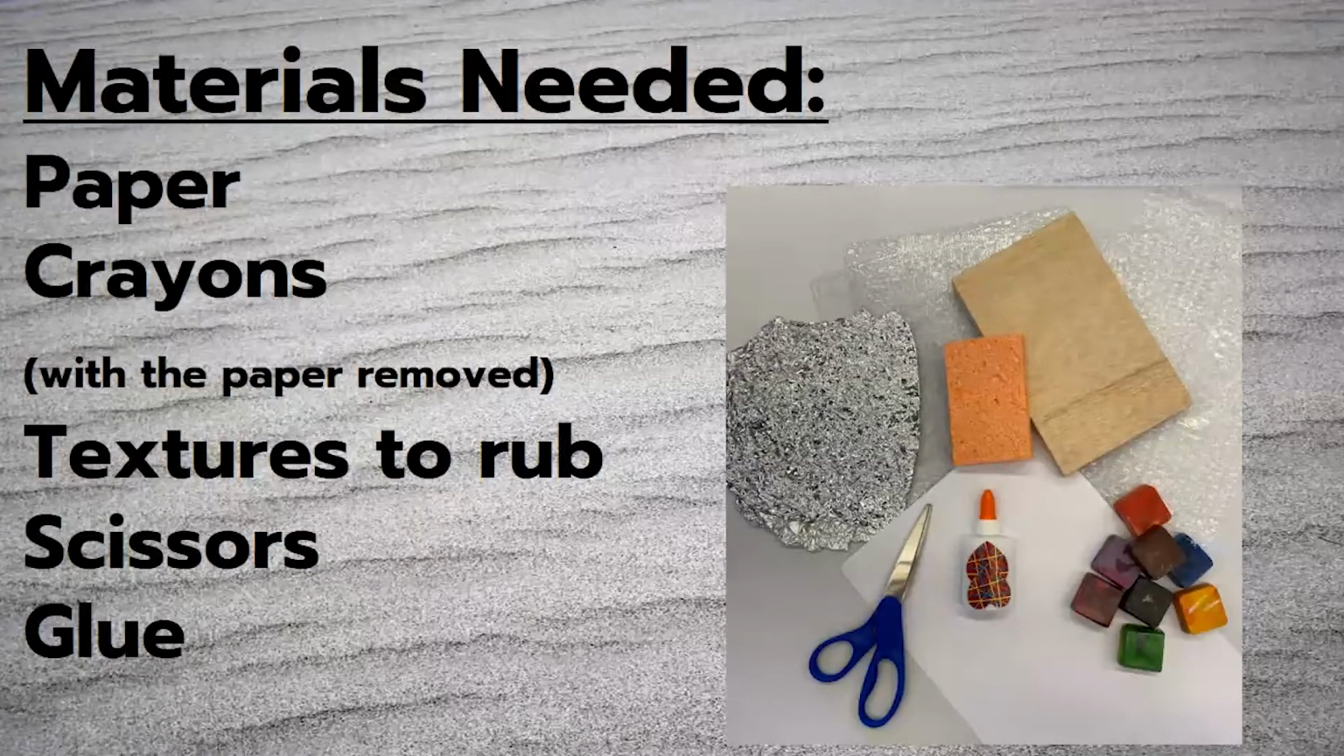All right, materials that you will need today are paper, crayons. I hope you picked up some wonderful recycled crayons from Cam. But if you don't, you need regular crayons. You just need to remove the paper because it makes it easier for you to get texture rubbings. You'll need some type of textures to rub, scissors, and glue.